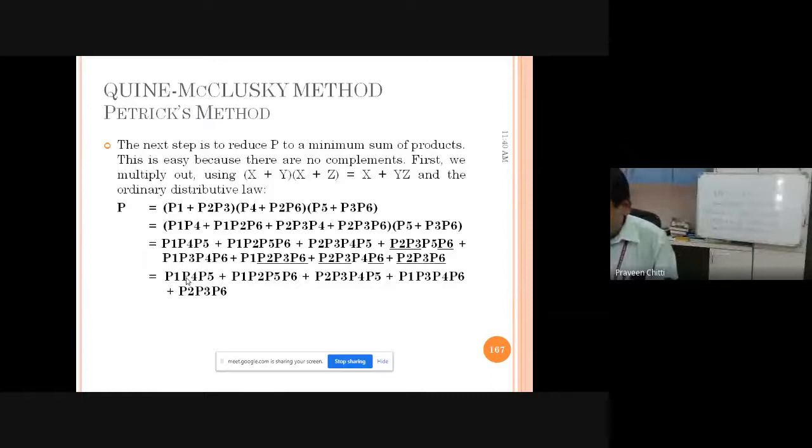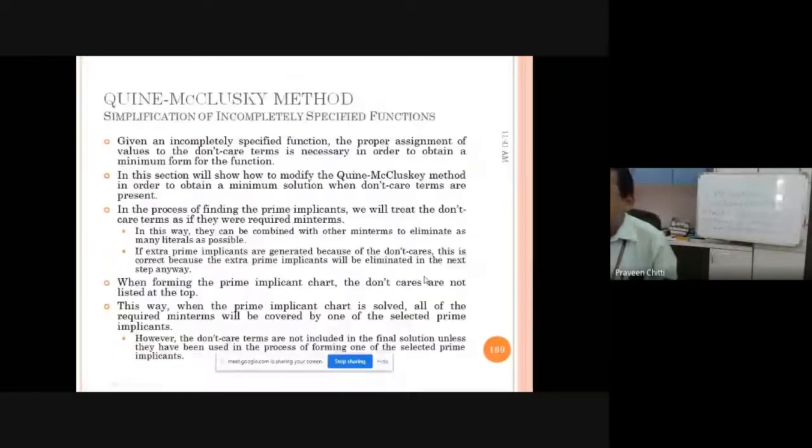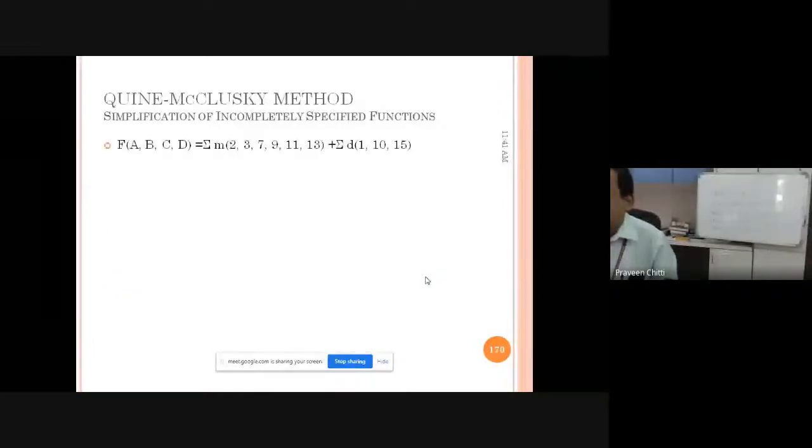Here 3 are there, here 3, then 4, 5, 4, 4. So this should not be taken. So either this or this can be taken as the solution for the Petrick's method when you want to determine the essential prime implicants from the prime implicant chart where it is not possible to find those essential prime implicants by the method of inspection.